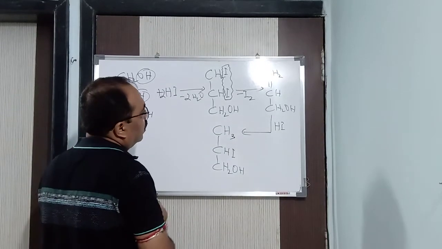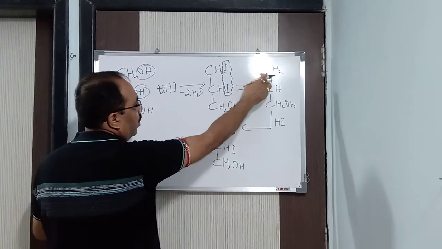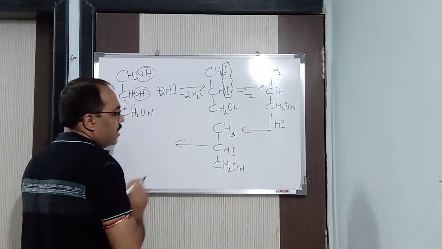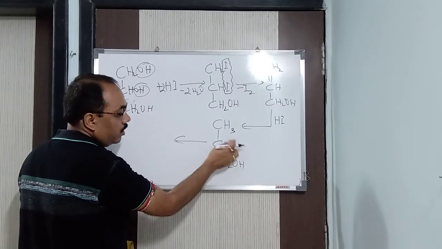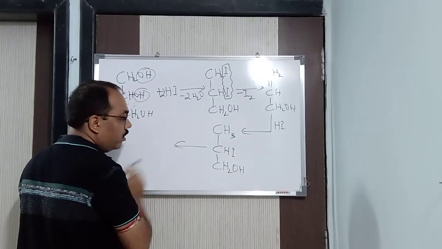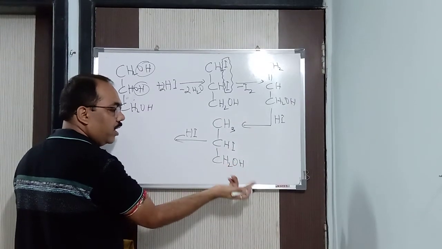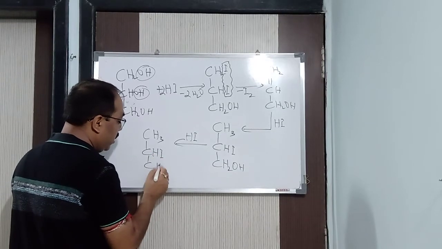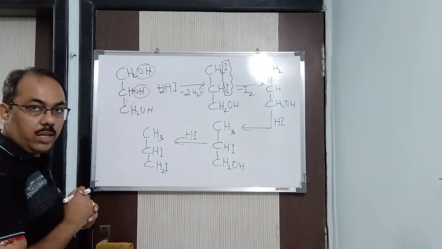Now next, again if I react with HI, if I get this particular one, that is CH3 at CHI and CH2OH. Fine. Now iodine is there, and here also I want an iodine. So again I will react with HI. Definitely, if I want iodine here, I will react with HI. Are you following what I am saying? So we get CH3, CHI, and CH2I.